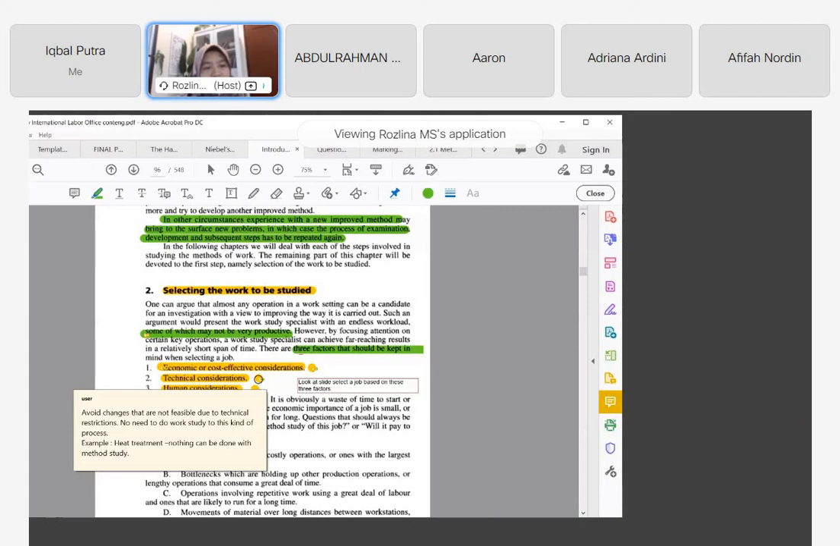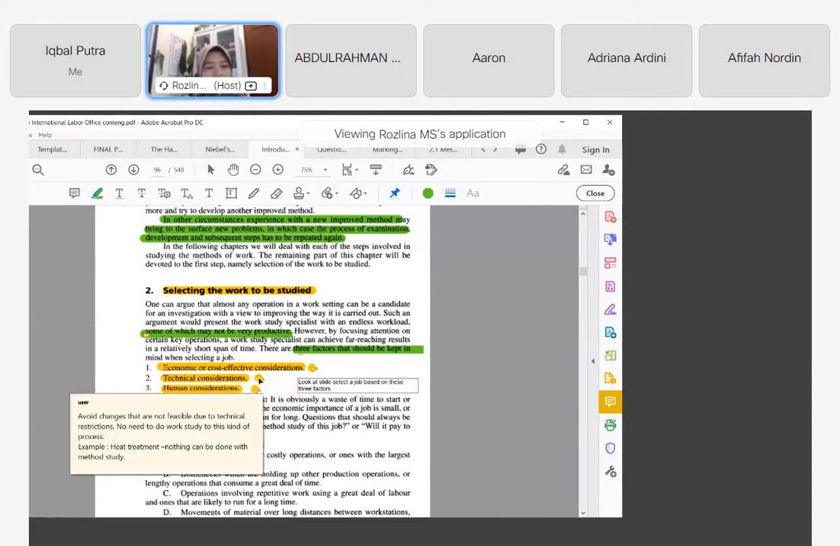And no need to do work study on this kind of process. That means if the method involves heat treatment, there is nothing that can be done with the method study because there is no step by step. Like curing, when you study about curing in construction, there is the curing of concrete.